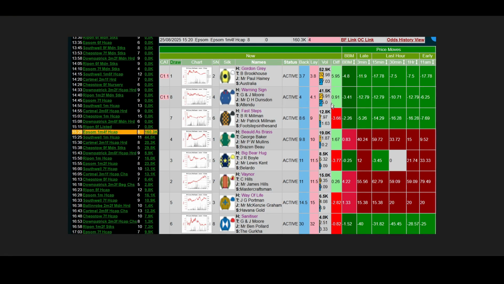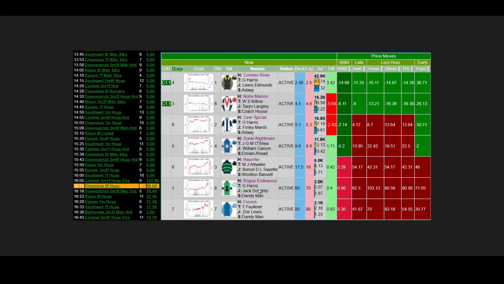Here we have 3 blocks of green, which says to me the market supports the top 3 in the market, and so therefore I'm not comfortable Dutching these 2. Now Gordon Gray did go on and win, to be fair, but it's just a rule that at the moment I use, that if I see 3 supported horses out of the 4 and there's a Dutch, I'm not going to do it. So let's just move on to the next one.